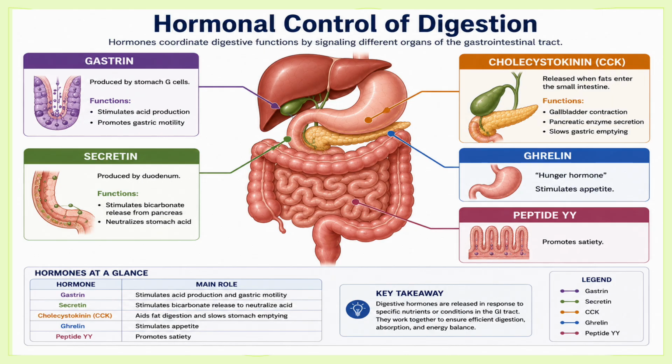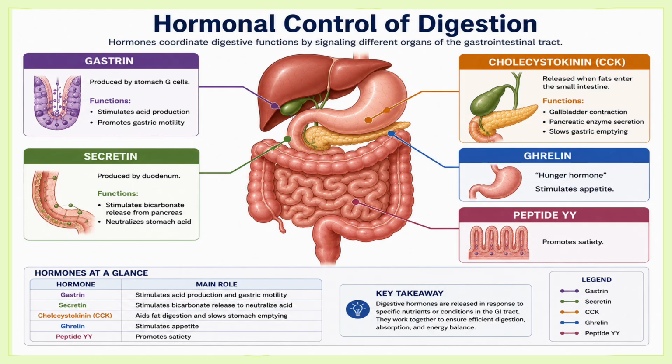The hormone ghrelin, often called the hunger hormone, is produced primarily in the stomach. Ghrelin levels rise when the stomach is empty, and they stimulate appetite, signaling to the brain, hey, it's time to eat. So when your stomach is empty, you feel hungry, blame the ghrelin for that.